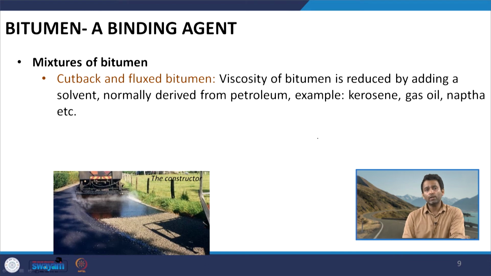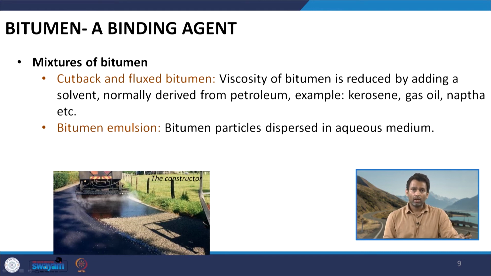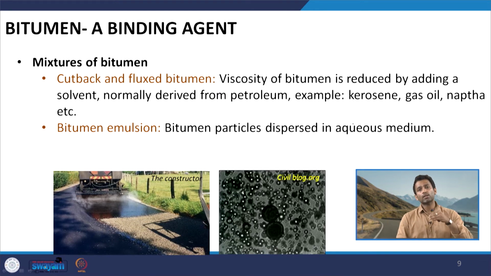Cutback bitumen is typically used, or I can say was used, for spray application, for example as a tack coat or as a prime coat material. After the use of emulsion started in construction industry, the use of cutback as spray application has become less popular. Bitumen emulsion is a multi-phase system. Here bitumen particles are dispersed in an aqueous medium, and typically the aqueous medium is water, and the bitumen particles are kept dispersed and are not allowed to agglomerate or coalesce using certain emulsifiers.